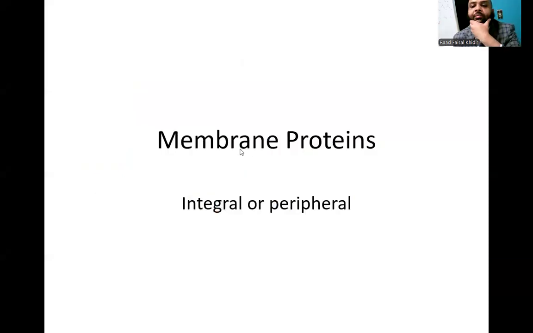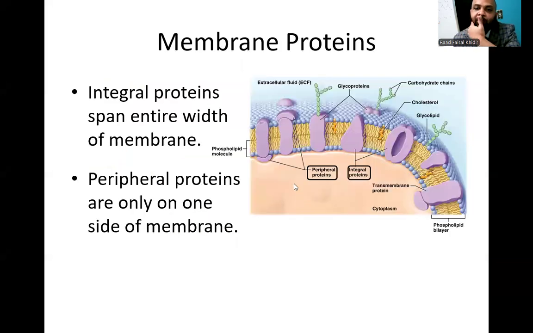Now let's talk about membrane proteins. Membrane proteins are either integral or peripheral. Integral proteins span the entire width of the membrane. You see, these are integral proteins. So you should be able to tell on the exam if I point to these structures, what are those? You can tell these are integral proteins or transmembrane proteins. While peripheral proteins, they are only on one side of the membrane.